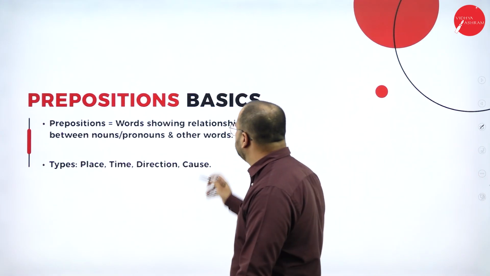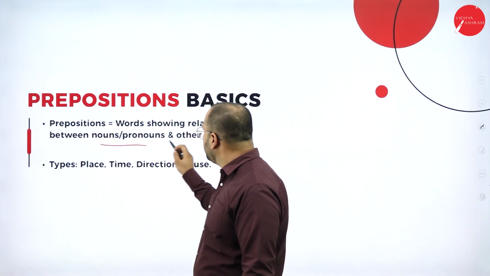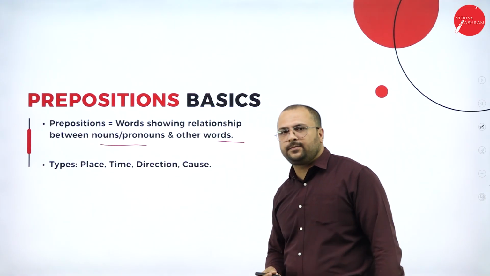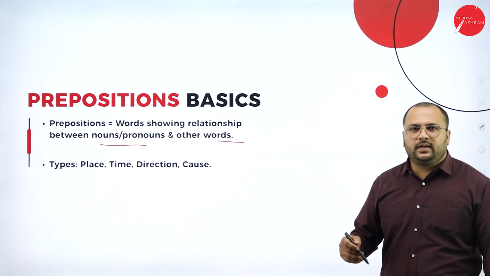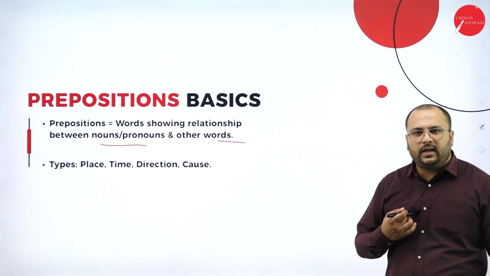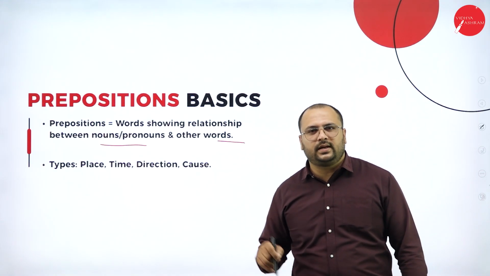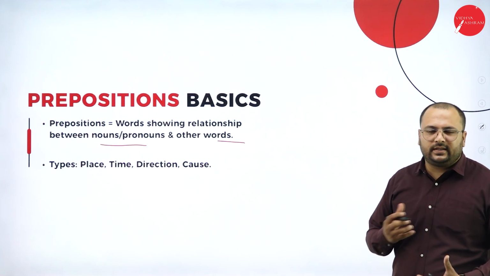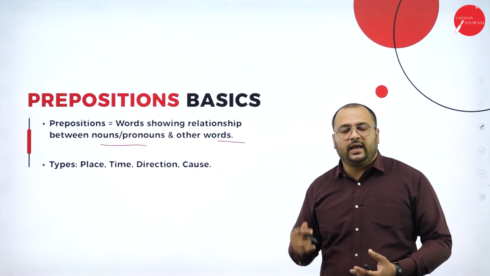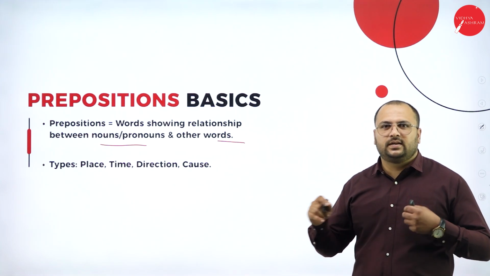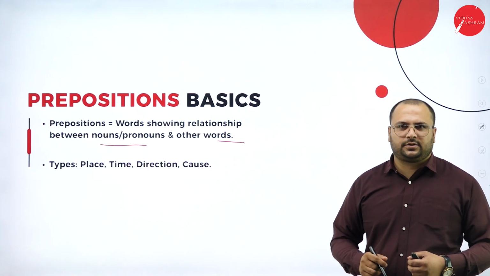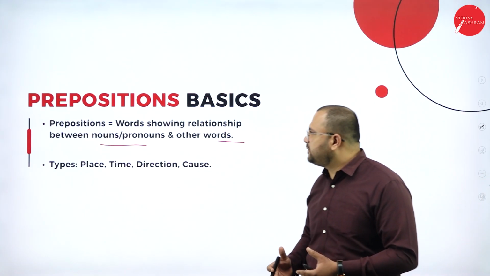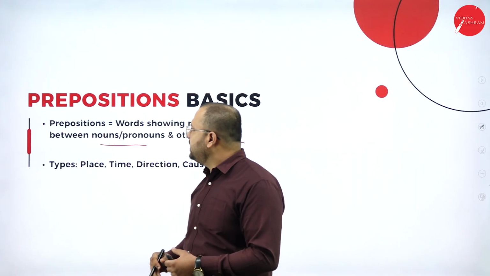Prepositions are words showing relationship between nouns, pronouns, and other words in a sentence. For example, I am in the classroom. I and classroom are nouns in the sentence. So which word is connecting these two nouns in the sentence? In is the word which connects both I and classroom. Therefore, these kinds of words are called prepositions in grammar.